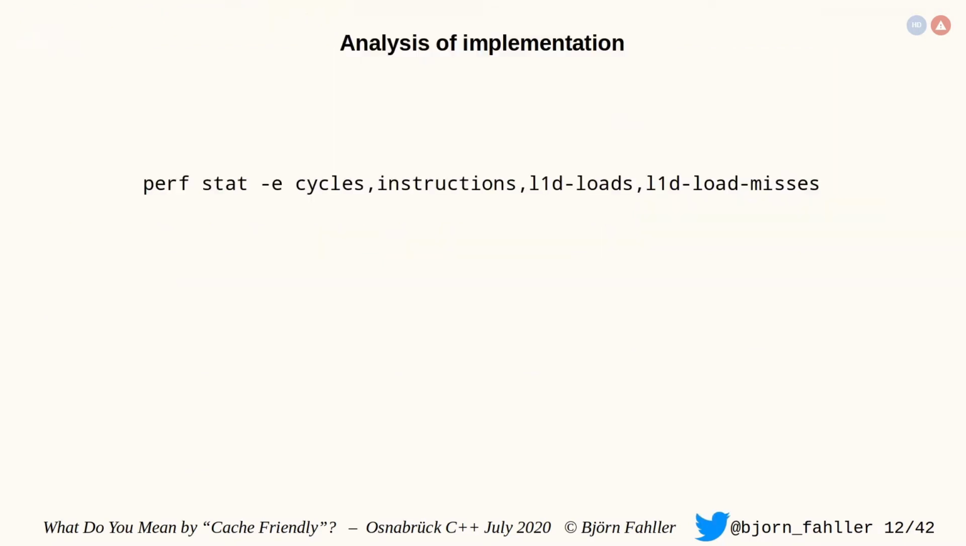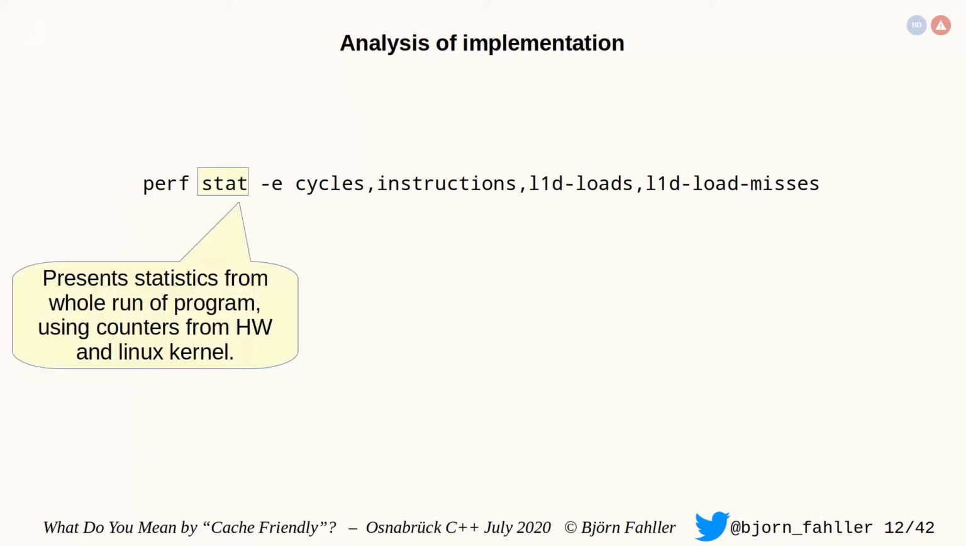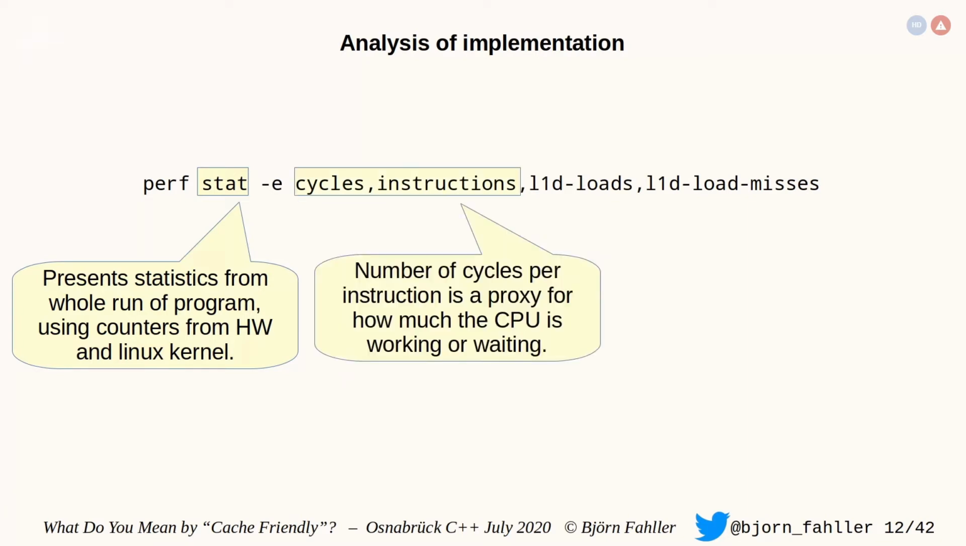So enter another Linux tool, perf. Perf is working in a completely different way. Perf presents statistics. perf stat specifically presents statistics from a whole program run, and those statistics are using counters from the hardware and from the Linux kernel. And you then select which events you are interested in. And this is actually one of the problems with perf. There are so many events that you can inspect, and it's really hard to know which ones to use.